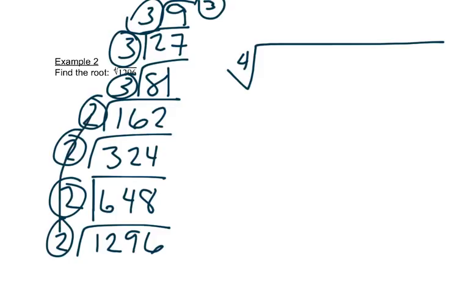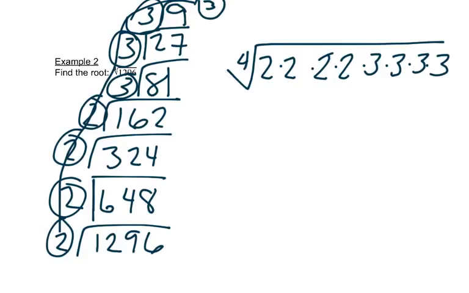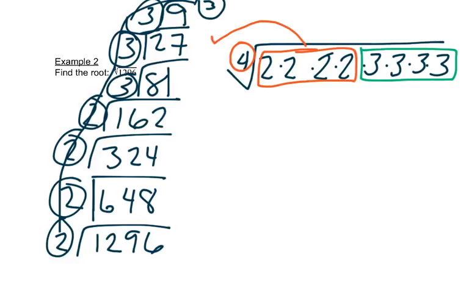numbers inside of here. And that's 2 times 2 times 2 times 2 times 3 times 3 times 3 times 3. Now what this 4 tells me is I'm looking for numbers that are in groups of 4. So this 2 is there 4 times, and this 3 is there 4 times. Now if it's there 4 times, that means I can pull it out. And when I pull it out, it becomes just a plain 2, single 2. And this 3 would get pulled out, and it becomes a plain 3.